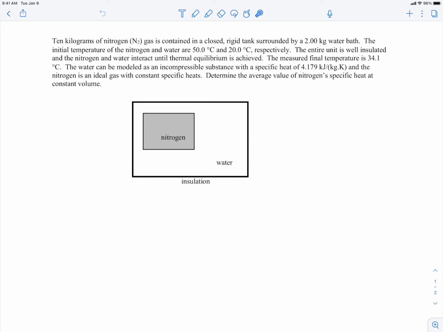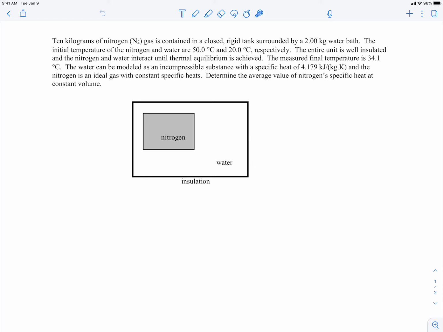So we call that a perfect gas. An ideal gas with constant specific heats, we sometimes call that a perfect gas. Determine the average value of the nitrogen specific heat at constant volume. So the C sub V is what we're trying to find.